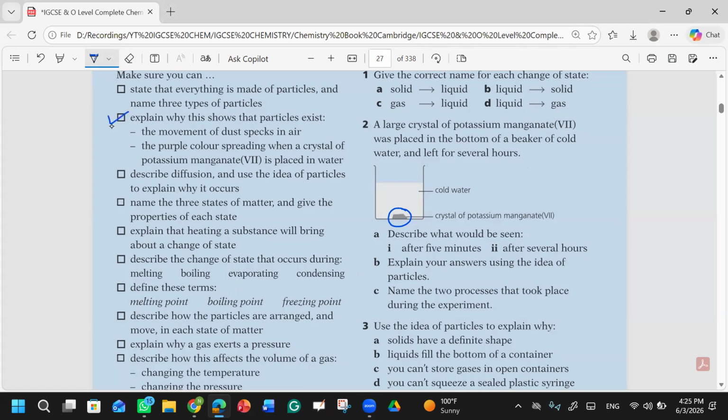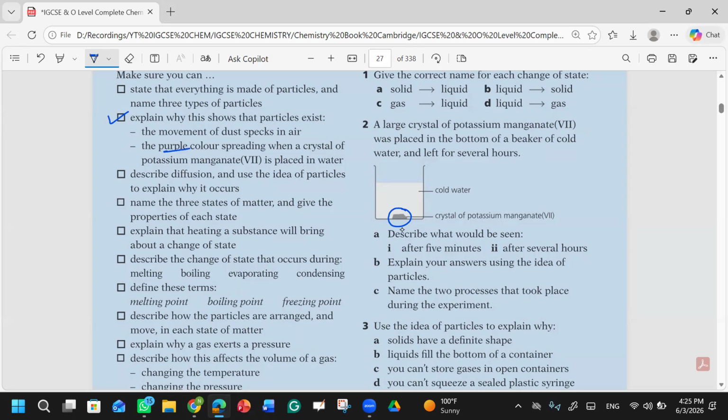In this check one, firstly, we have discussed diffusion. What is the diffusion process? Something that goes from a high concentration to a low concentration. Yes, the movement of particles from the area of their higher concentration towards the area of lower concentration. So the purple color, as you know, potassium manganate is purple in color.